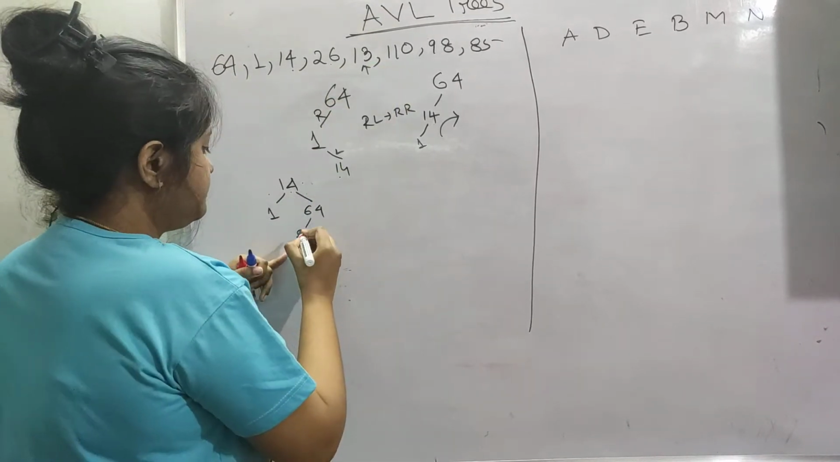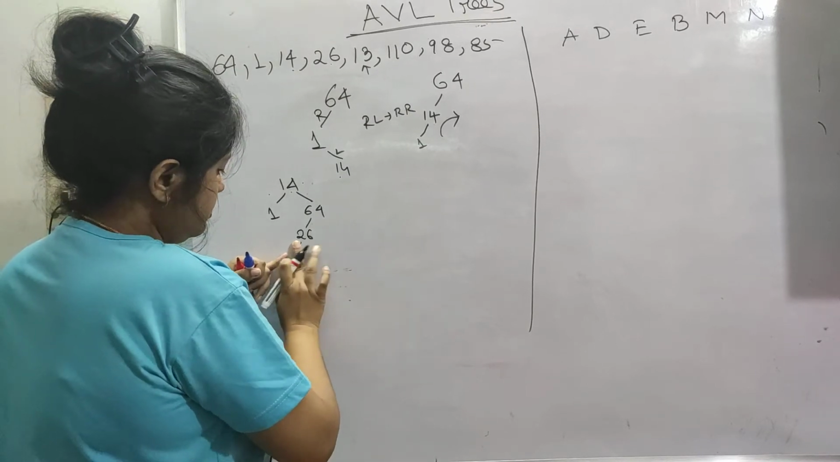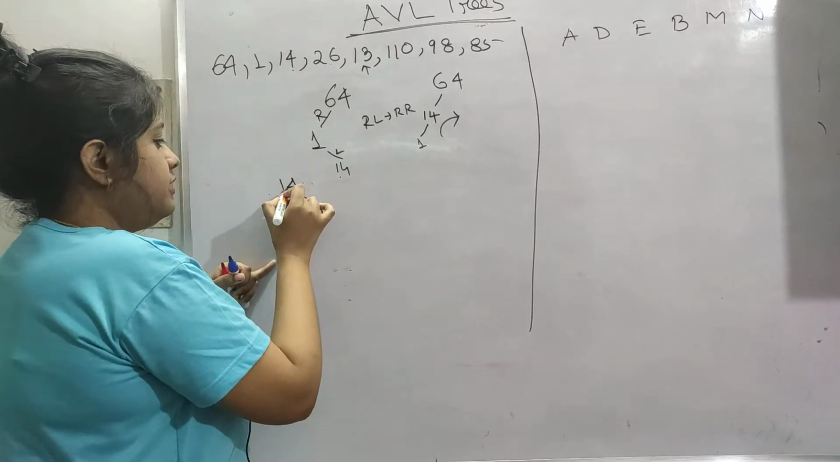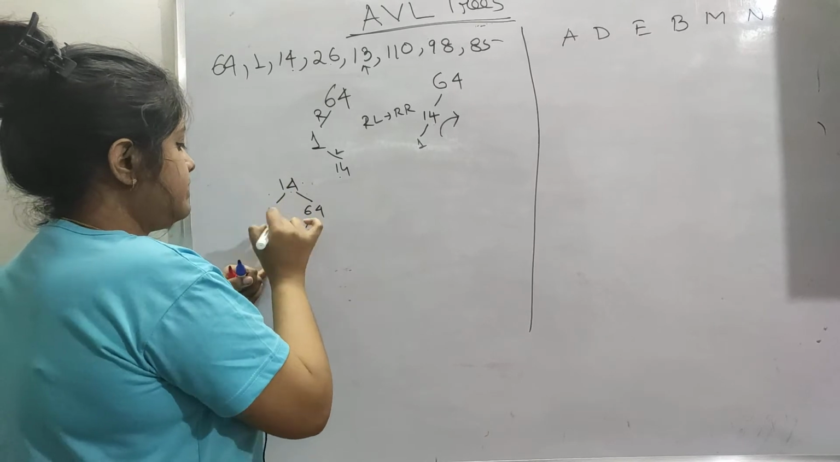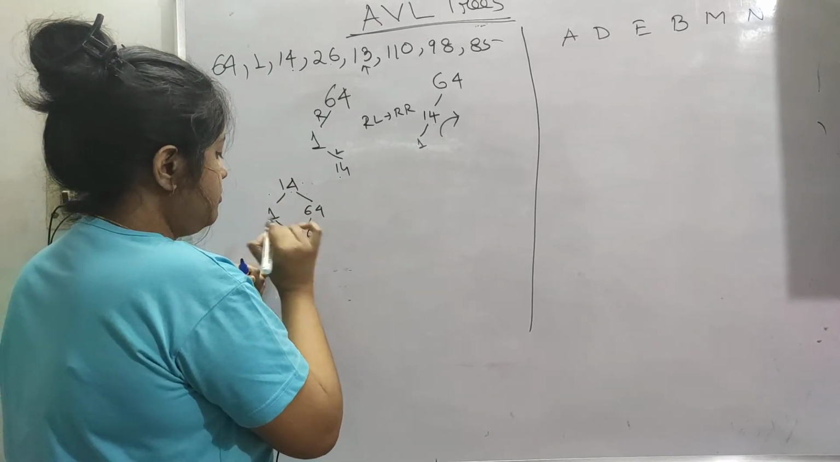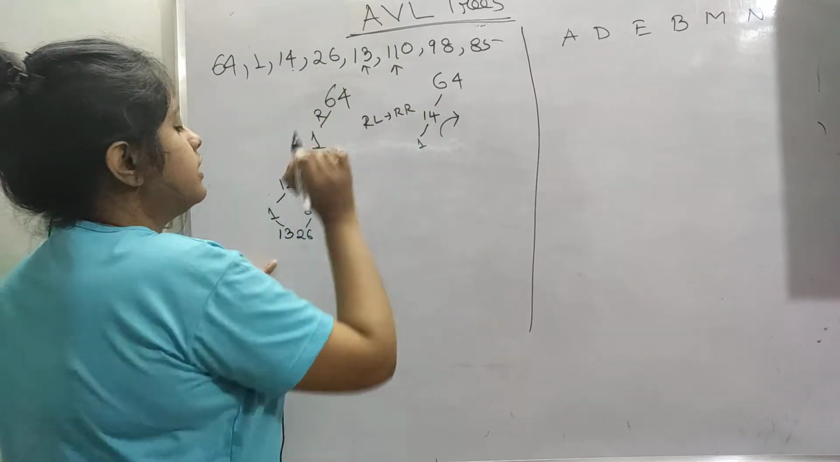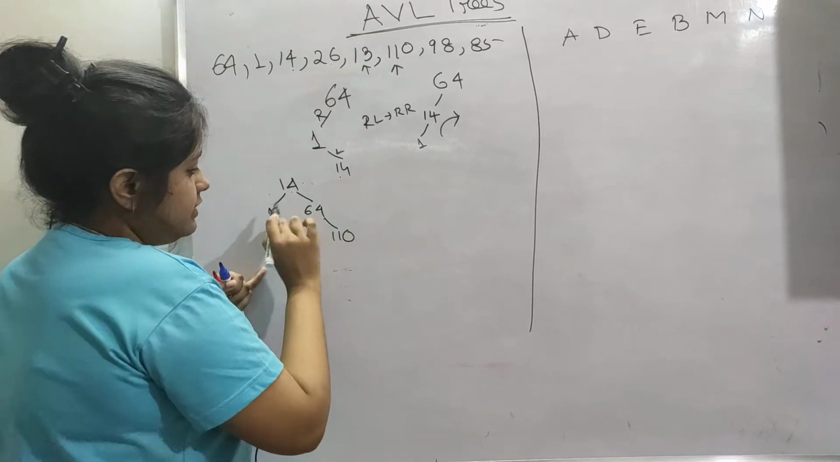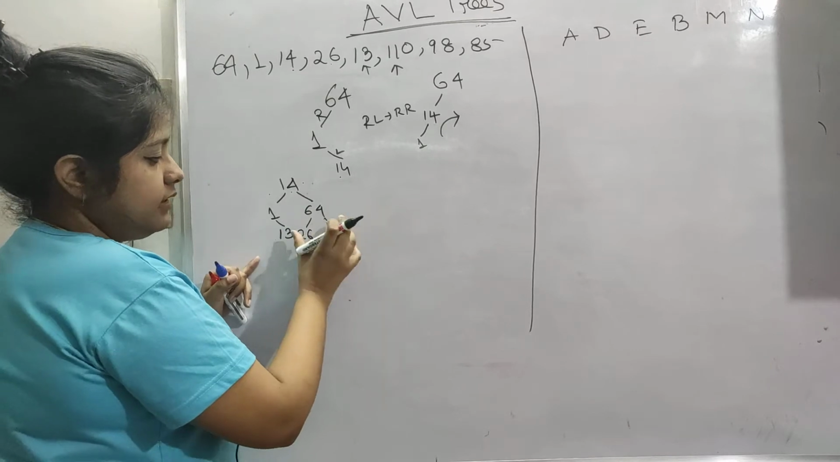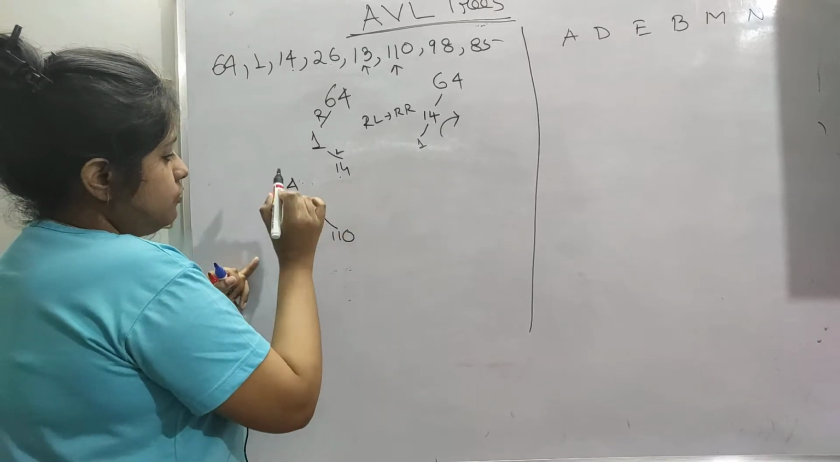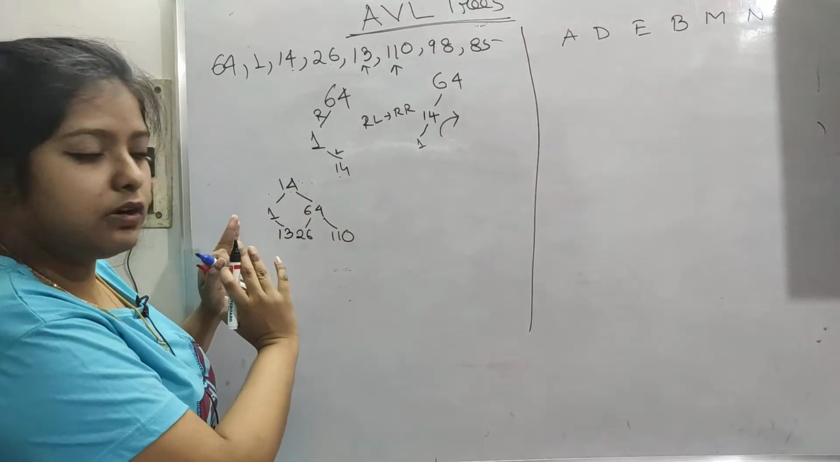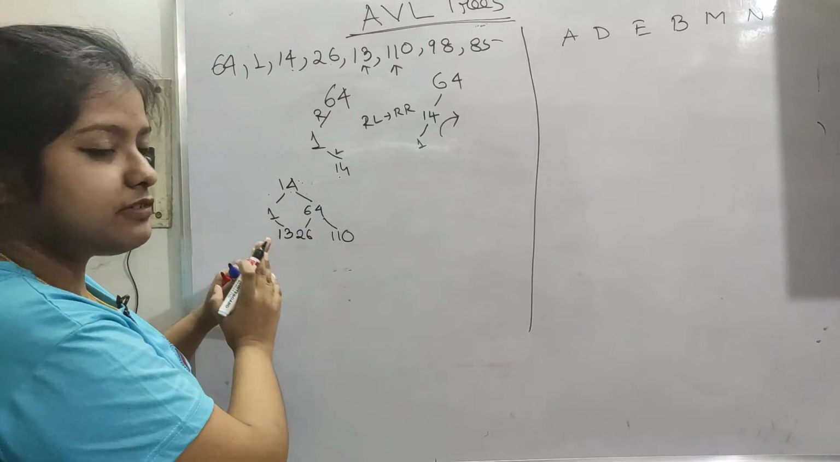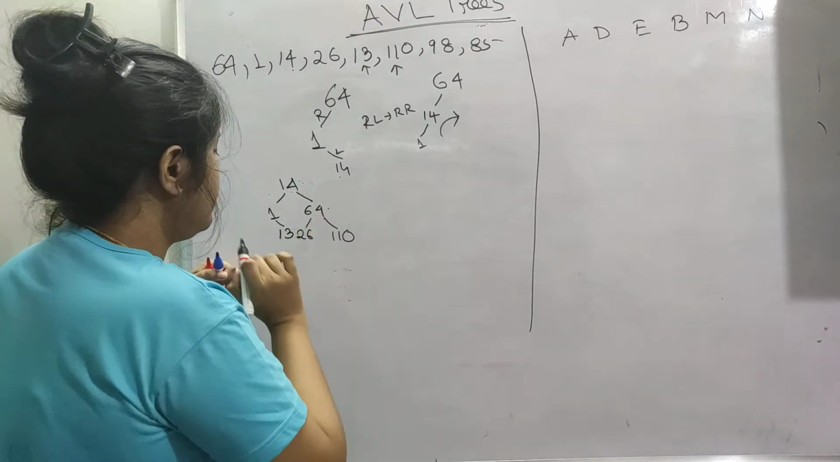Then 13, oh sorry, not here. 14 is greater than 13, 1 is less than 13, so 13 will be put here. So 110, it is greater than everything, just put it here. But it is balanced. See, we have already made the tree. Now see, root has equal height in left subtree and right subtree. Here also it is the same.